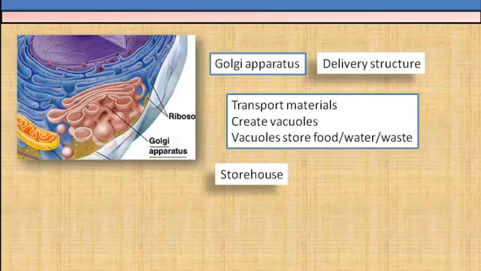Then there's a Golgi apparatus. In a city, it's the same thing as a delivery structure, like a truck corporation. The purpose of the Golgi apparatus is to help transport materials, deliver the proteins, send out where it needs to go, create vacuoles for storage of either food, water, or waste. So the vacuole is like a storehouse.